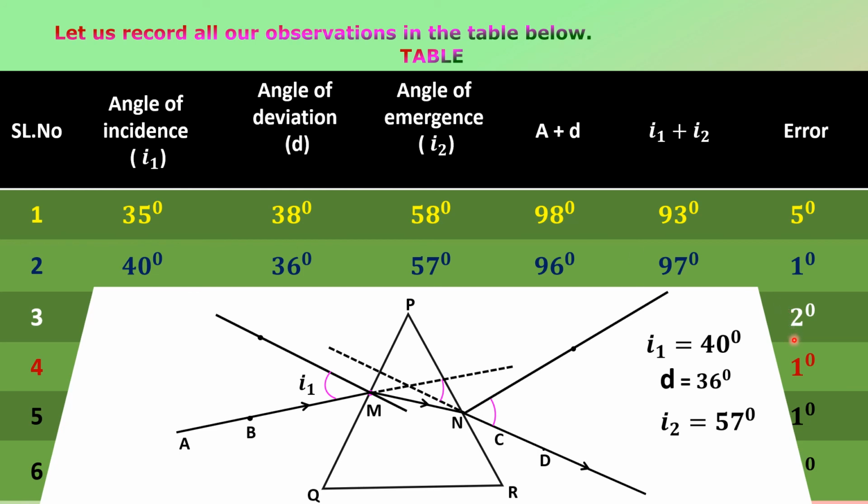You can see that. So what is the D value here? It is 36, I1 is 40, and I2 is 57. So what is the value of A plus D here? A is 60 plus D value is 36, 96, I1 plus I2 is 97. The error in this case is just 1 degree. You have to look for minimum error every time.